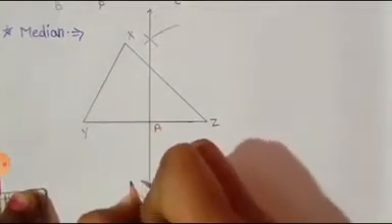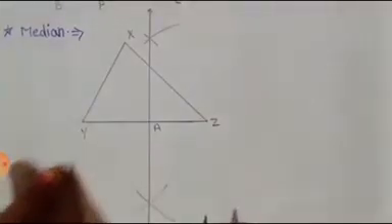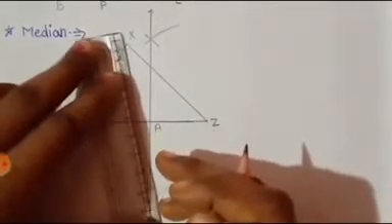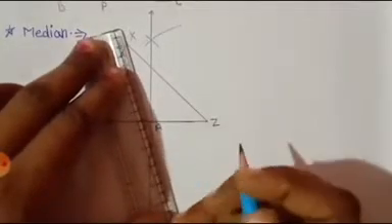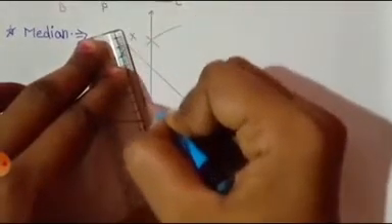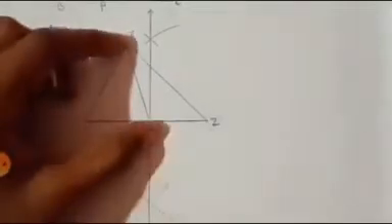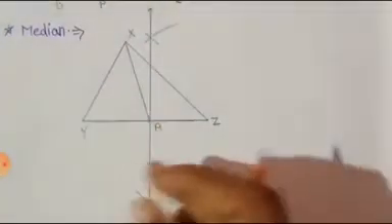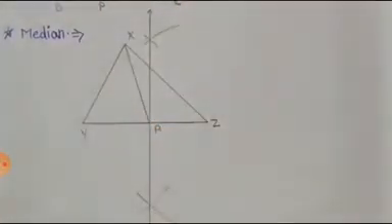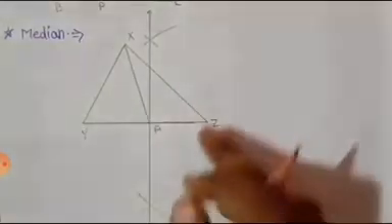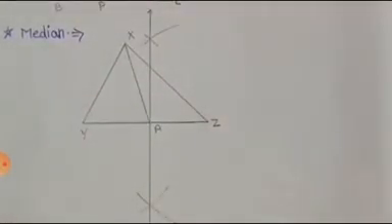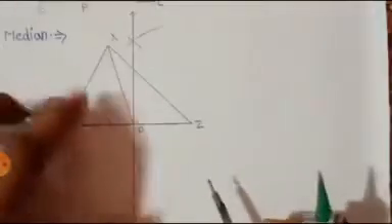So first of all, we will name this perpendicular bisector point A. Now point X and A we can join. So this is called one median. XA is one median of triangle XYZ. Hope you people can understand how to draw the median.